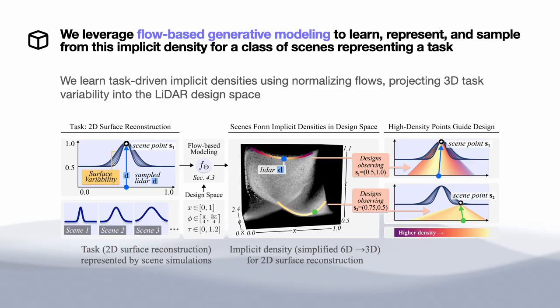This allows us to represent LiDAR designs as implicit densities, specifically as the mapping between tractable base distributions and our LiDAR design distribution. We therefore obtain a task-driven implicit density, shown in the middle panel, from which high-density design points can help inform the design of high-quality LiDARs for a given task.